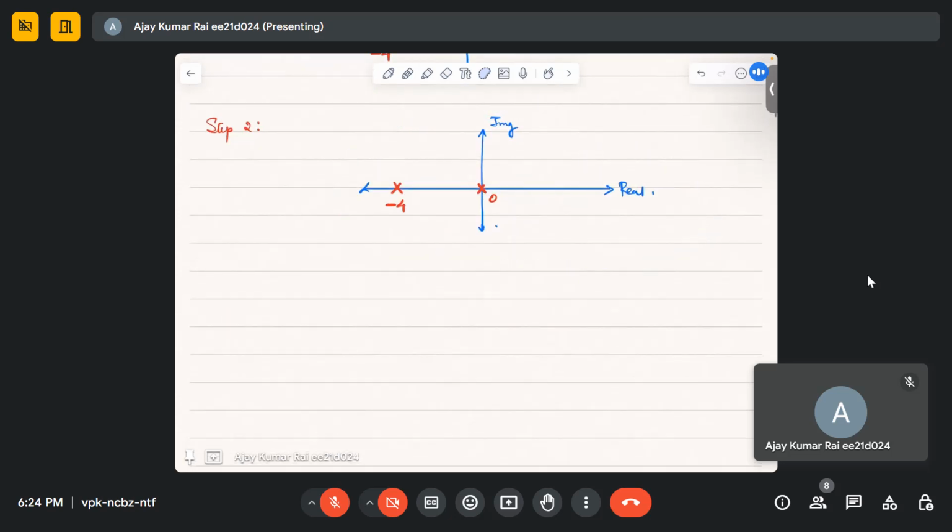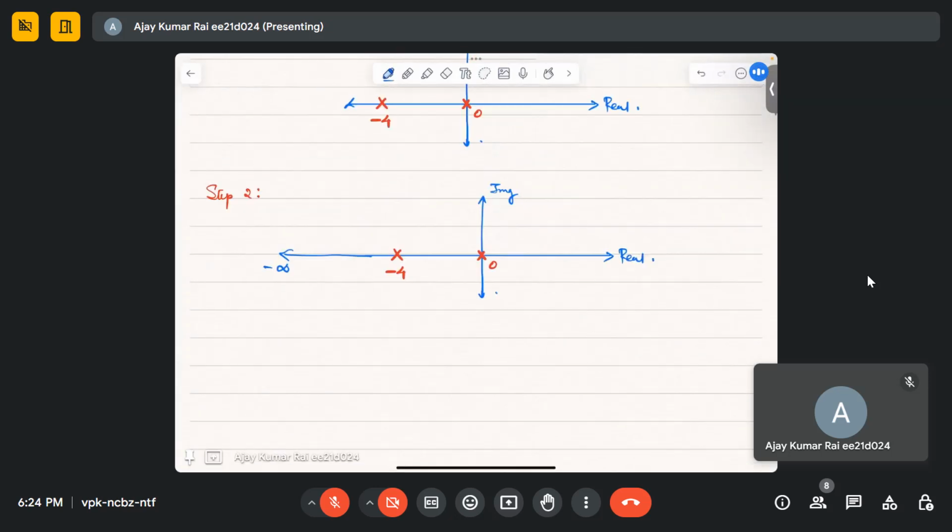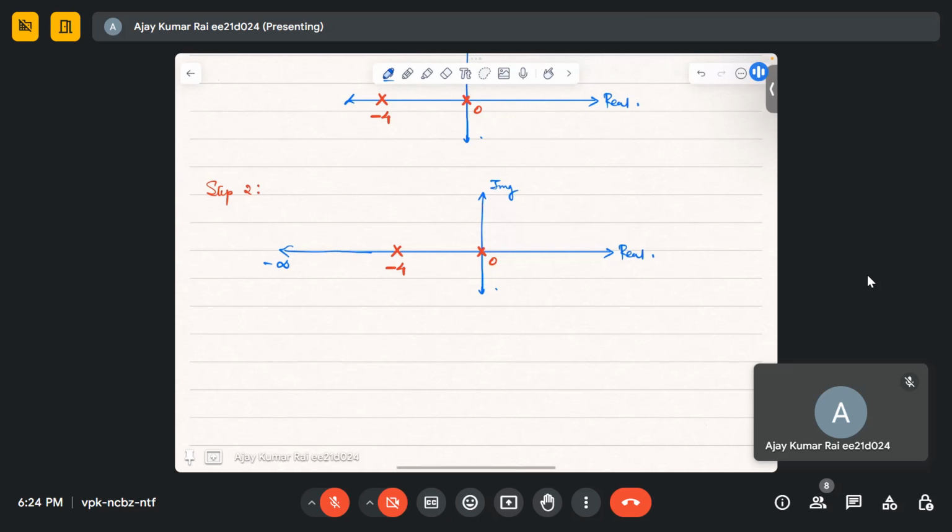Okay, now tell me. Let's take 3 regions. We have classified 3 regions here. The 3 regions are -infinity to -4, and this is the first region. Let me write here -infinity to -4. The second region is from -4 to 0, and the third region will be from 0 to infinity.